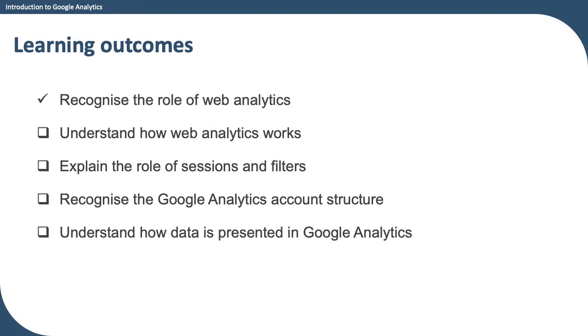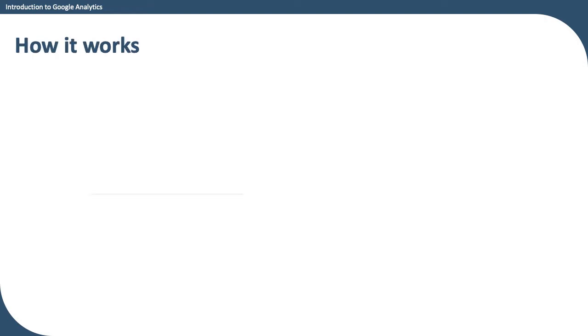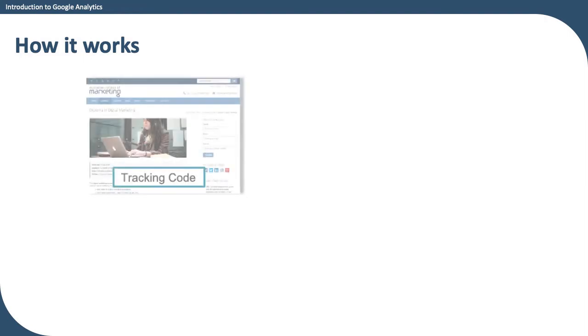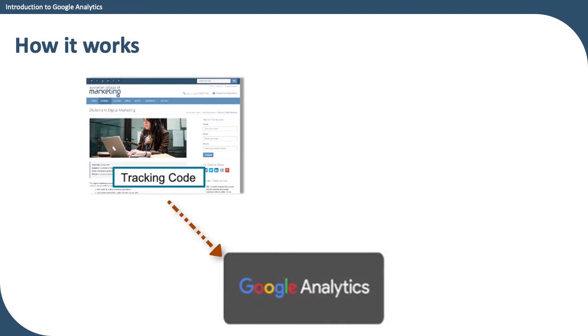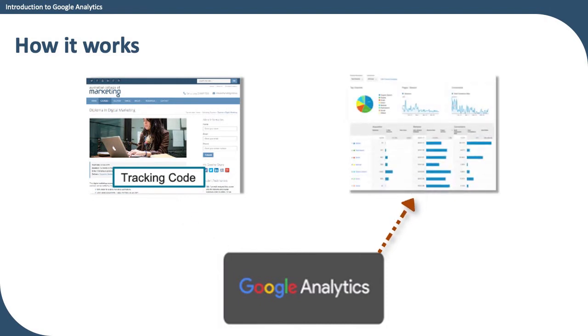Next, we'll have a quick look at how Web Analytics works. When you sign up for Google Analytics, you're supplied with a snippet of tracking code, a cookie. This snippet of code needs to be added to the HTML of each page on your site. Then, whenever someone visits a page, the tracking code sends a message to Google and the visitor's activity is recorded. The activity is then processed and shown in Google Analytics reports for you to view.